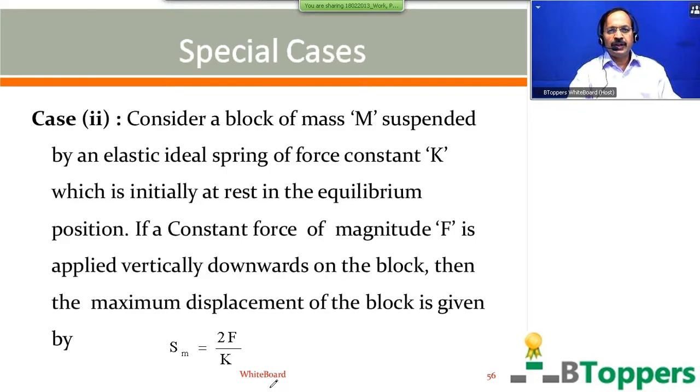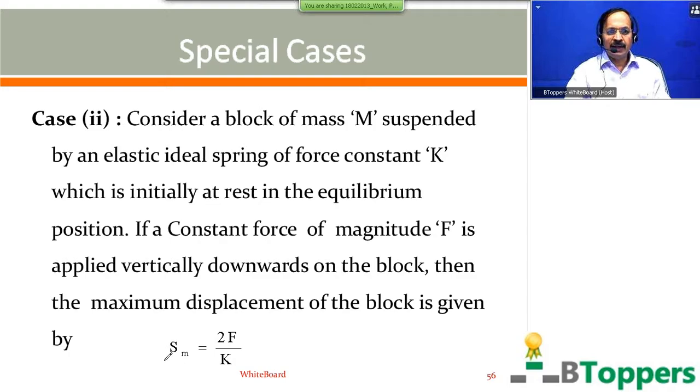So you can observe that the conclusion in case 2 looks similar to the conclusion in case 1, but there is some difference. In case 1, the block is kept on a smooth horizontal surface. The maximum elongation of spring from natural length is 2F by K. Here, the maximum displacement of the block from the original equilibrium position of the block is 2F by K.